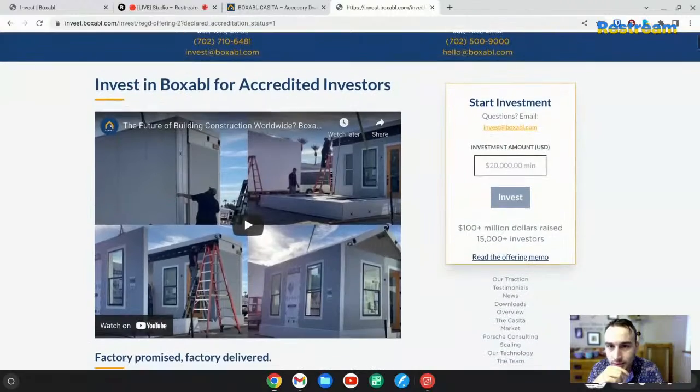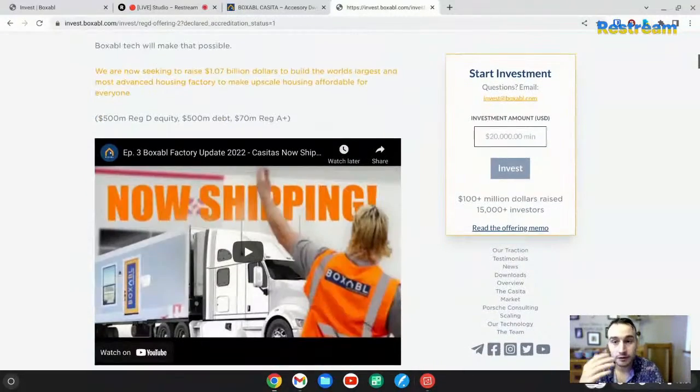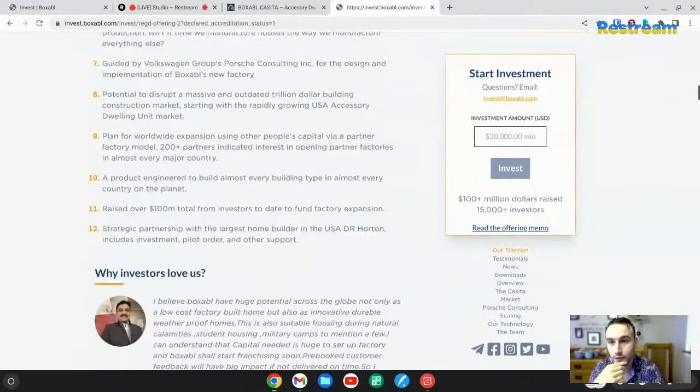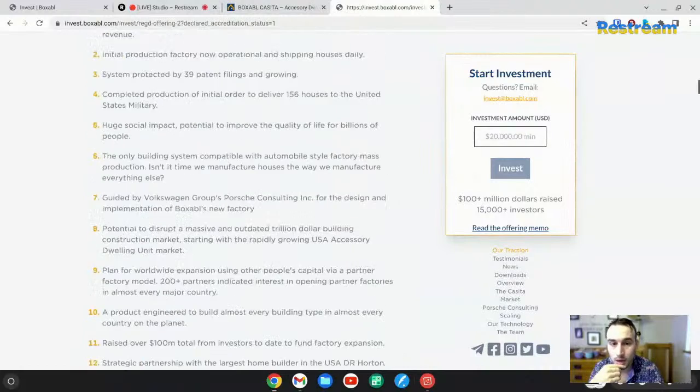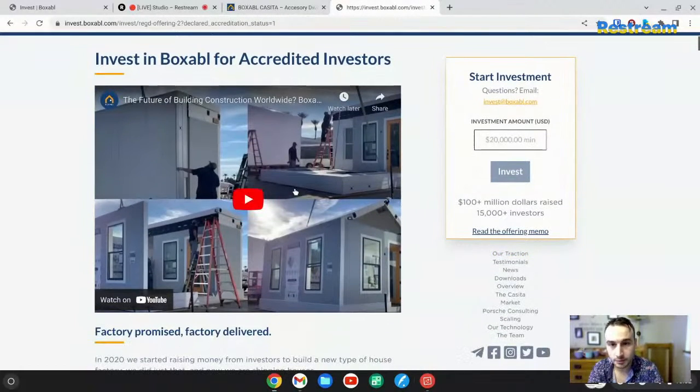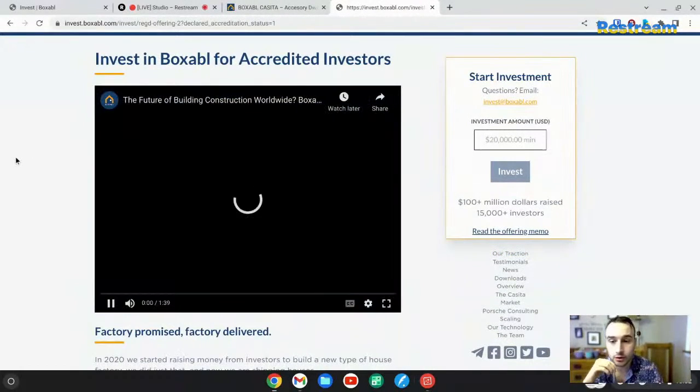Okay, invest in Boxable for credit. Can you imagine if this was the page that we had seen from the ad? It's much better. I mean, first off, we can get some information from the company through this ad here.